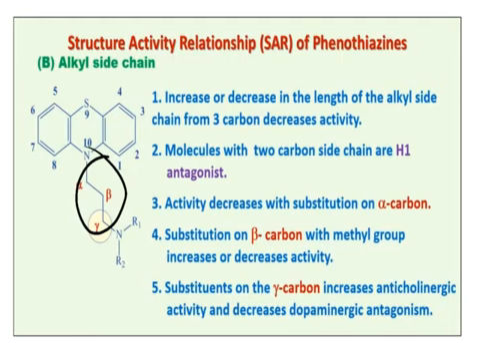Then in the case of the side chain, there must be 3 carbons, CH2, CH2 and CH2. If there are only two, it becomes more antihistaminic. If there are more than 3, the activity decreases. So there must be presence of 3.